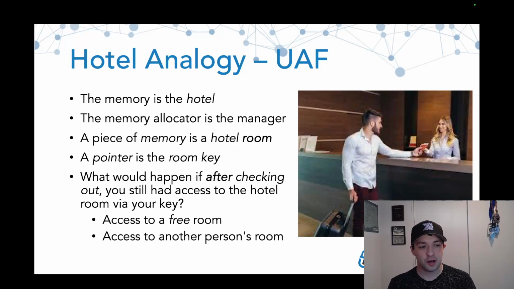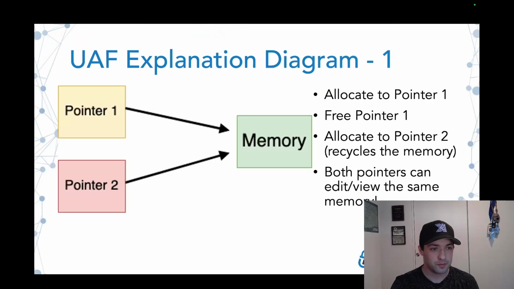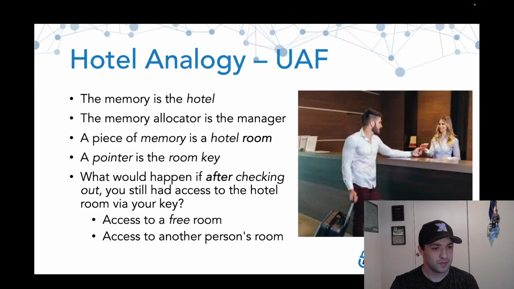So in the first scenario, we have access to a free room, and that's a problem. Because I can access the FD and the BK of a particular chunk. I can corrupt information in the linked list if I can write to it, or I can read from it for an information leak. Most of the time, though, when use after frees are exploited, it's when you're accessing another person's room, or you're accessing a pointer you shouldn't have access to.